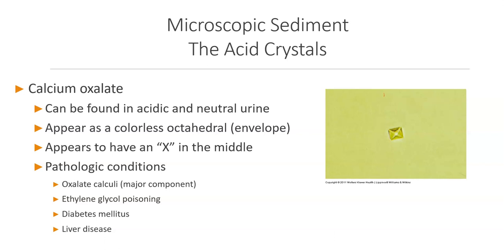urine. The crystal can occur in pathologic conditions such as oxalate calculi, which are urinary stone or kidney stone formation, ethylene glycol poisoning, which is antifreeze poisoning, diabetes mellitus, and liver disease.